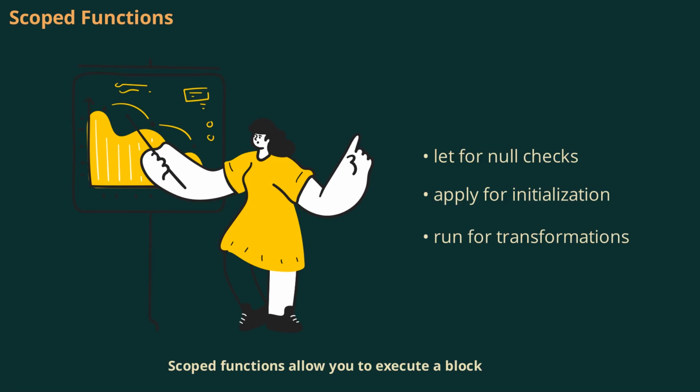Scope functions allow you to execute a block of code within the context of an object. Kotlin offers 5 main scope functions: let, run, with, apply, and also. These functions help you initialize, configure, or transform objects concisely. For example, let is used for null checks, run for transformations, with for configuration, apply for initialization, and also for additional operations. Mastering scope functions streamlines your code and improves clarity.